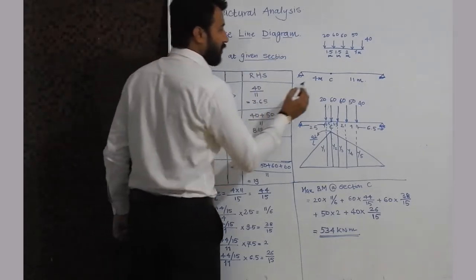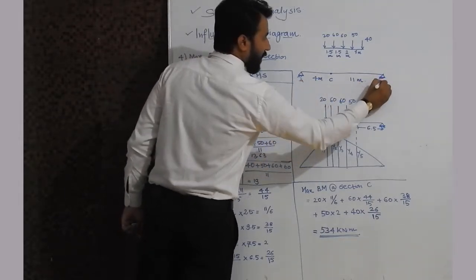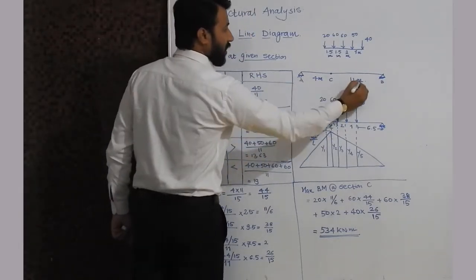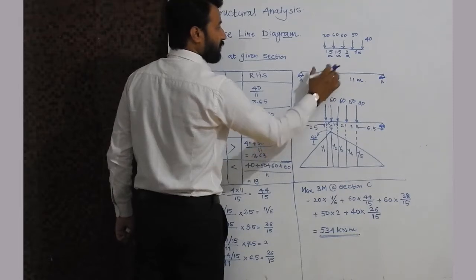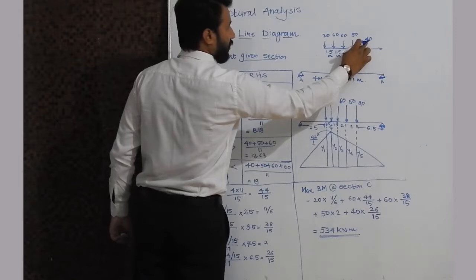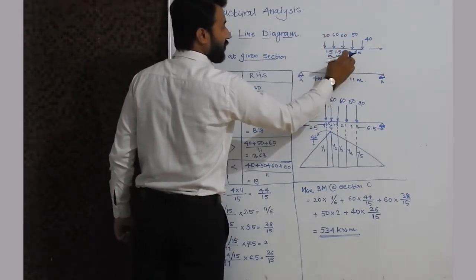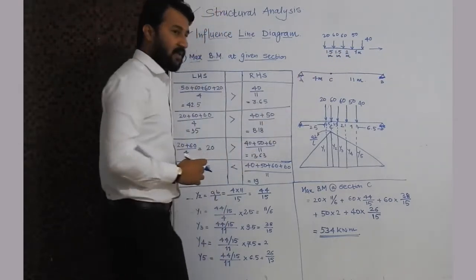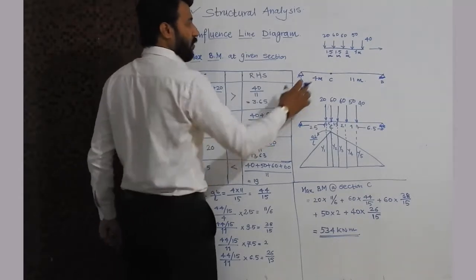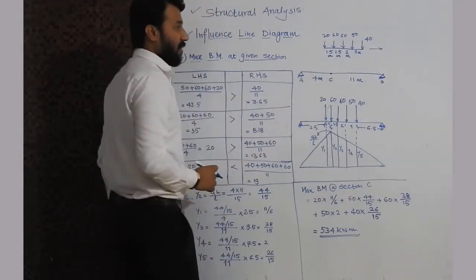The given section is C, 4 meter from A and 11 meter from B, in a girder of 15 meter. So we will draw the girder and the section, and we know the train loading which is moving from left to right: 40 kN, 50 kN, 60 kN, 60 kN, 20 kN at distances of 1 meter, 2 meter, 1.5 meter and 1.5 meter respectively. Now at what load will we get the maximum bending moment at the section, that we have to determine.